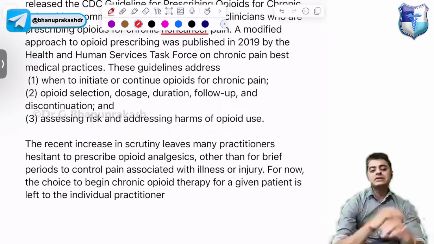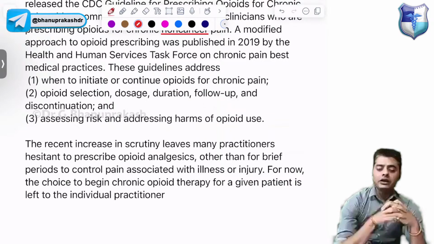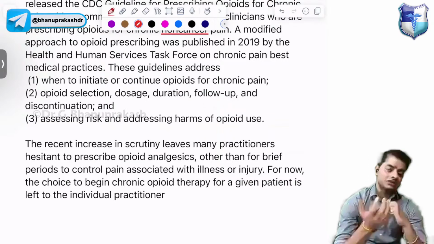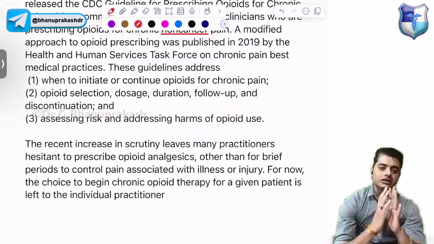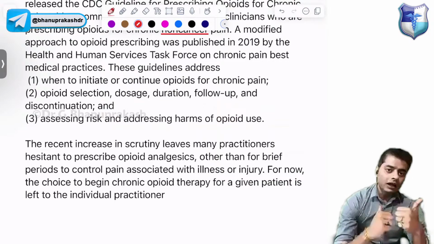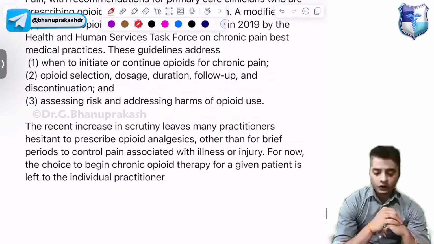And third, when we are prescribing opioids to any patient, we should know what risks and harms this drug can have in future. So by considering all these factors, we should try to optimize our drug and then we prescribe it to our patient. Okay.